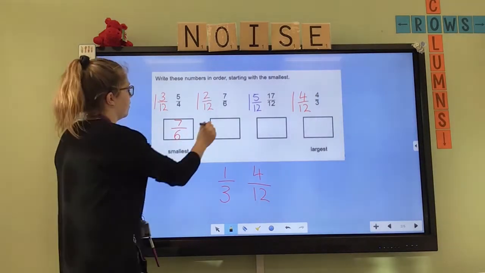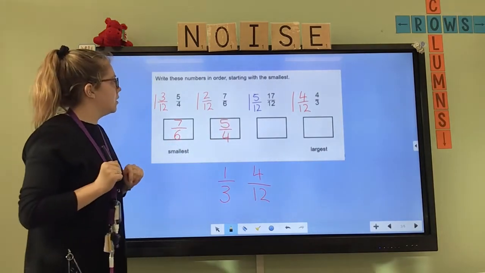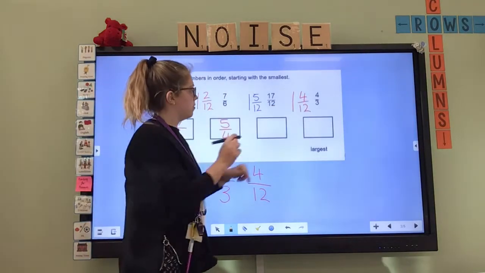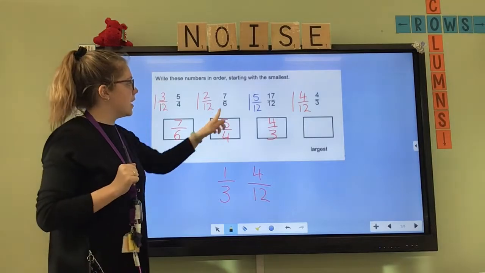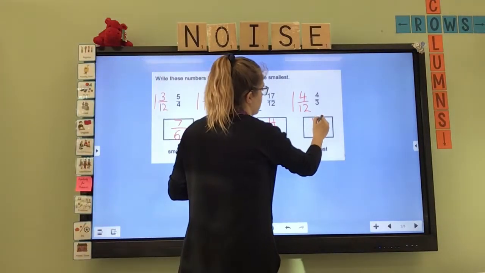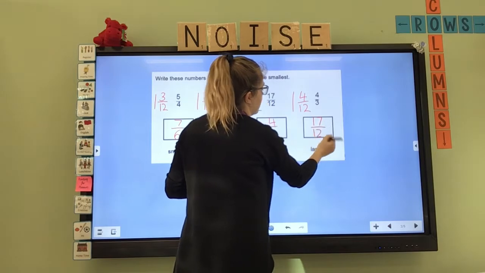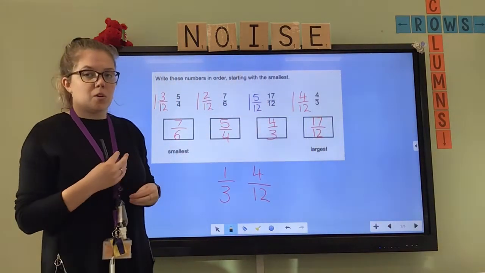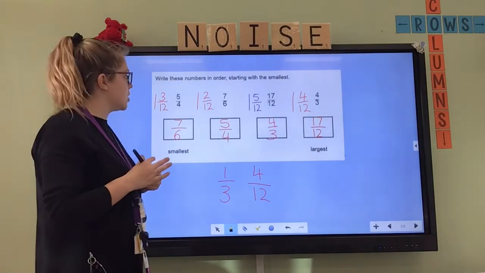What's the next biggest fraction that's left over? And it is our 5/4 or our 1 and 3/12 over here, followed by our 1 and 4/12, which is equivalent to 4/3 over here, which leaves our 17/12 as the largest fraction. So that's just a way that they would ask you to use your converting knowledge to work out these fractions.